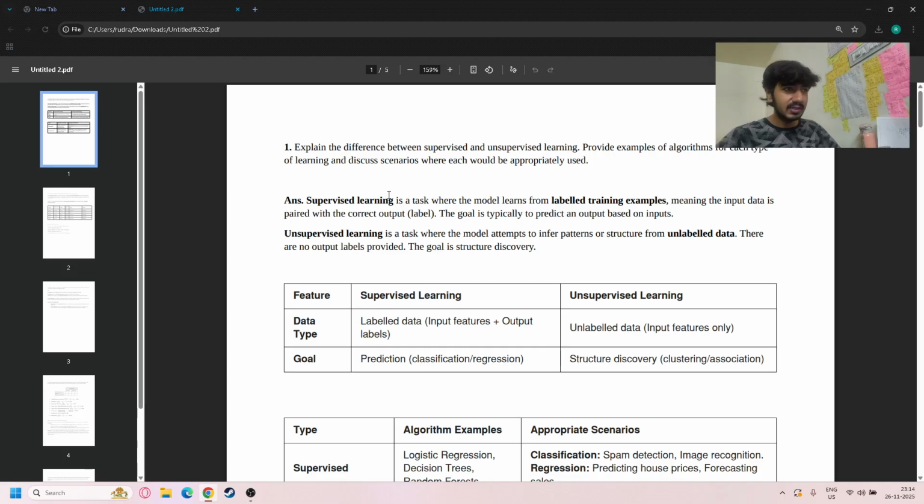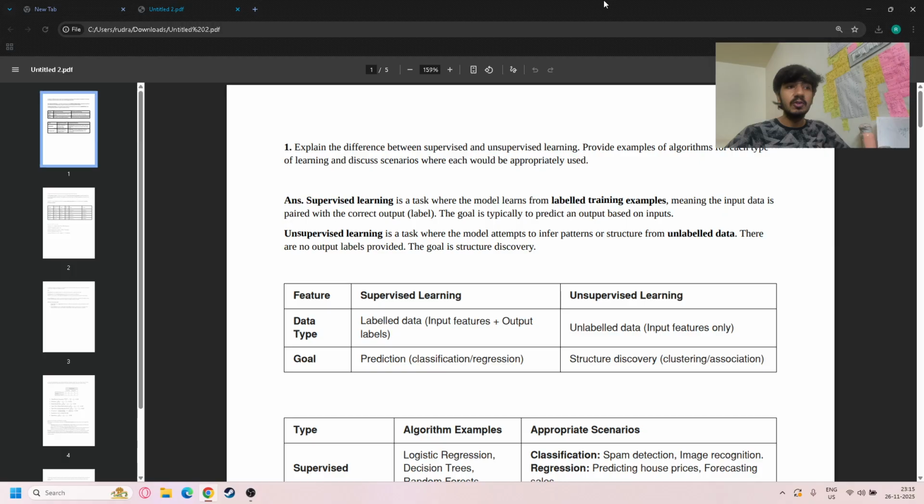So supervised learning is a task where the model learns from labeled training examples. Which means that the data type which we have in supervised learning is labeled data. What is labeled data? It has input features plus labels for the output. Whereas unsupervised learning is a task where the model attempts to infer pattern or structure from unlabeled data, which means there's only input features, there are no output labels. That's why it's called unlabeled data, which is utilized by unsupervised learning.